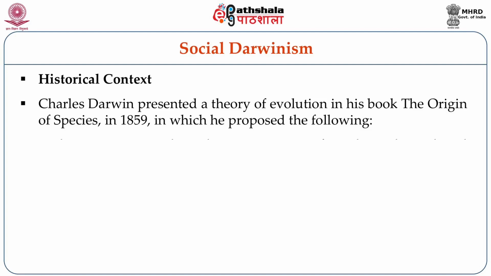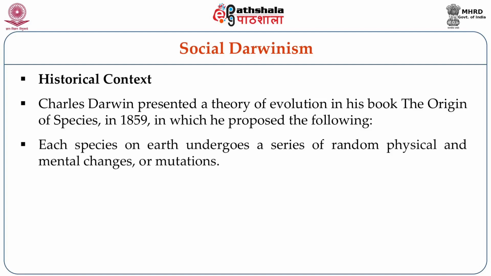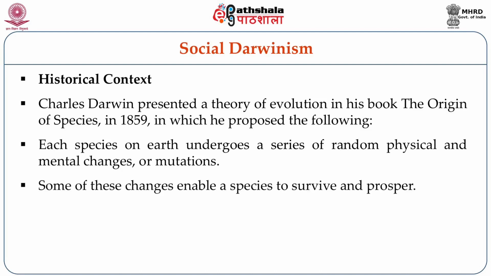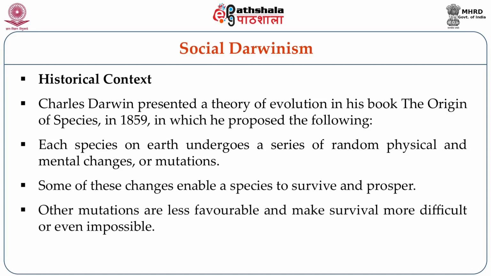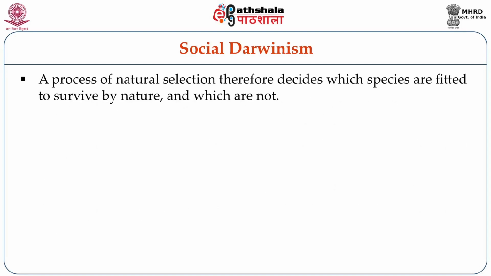What is the historical context of social Darwinism? What does it mean? I guess again we have all studied in our schools about Charles Darwin and his theory of evolution from his book on the origin of species. He proposes that each species on Earth undergoes a series of random physical and mental changes or mutations. Some of these changes enable a species to survive and prosper. Other mutations are less favorable and make survival more difficult or even impossible. So there is a natural selection process that has gone on.